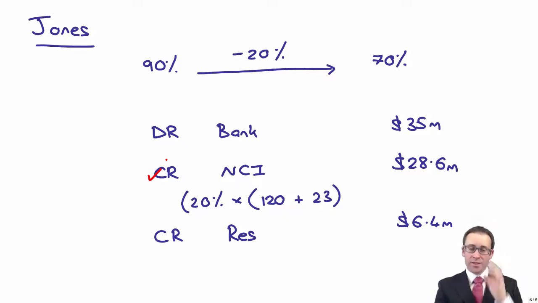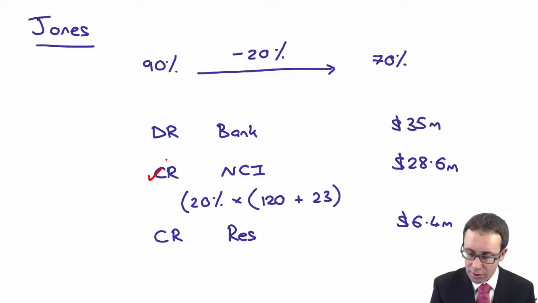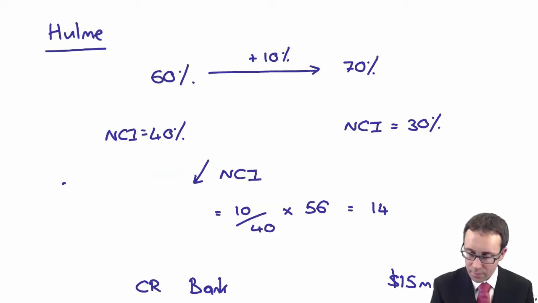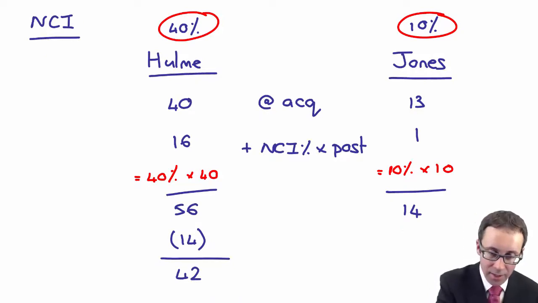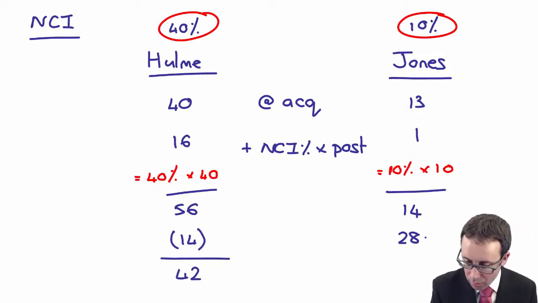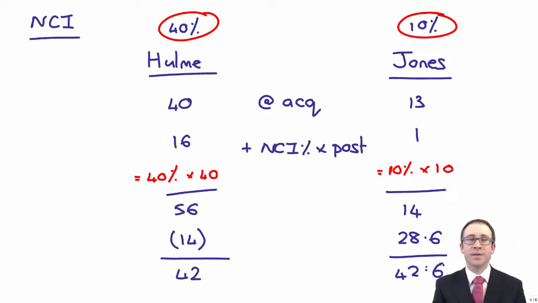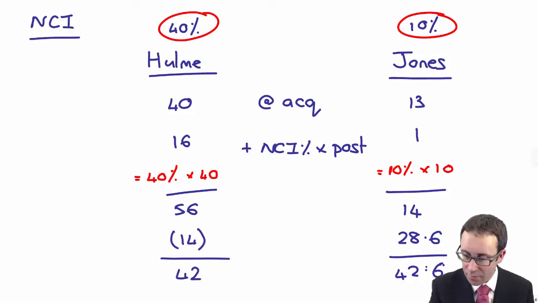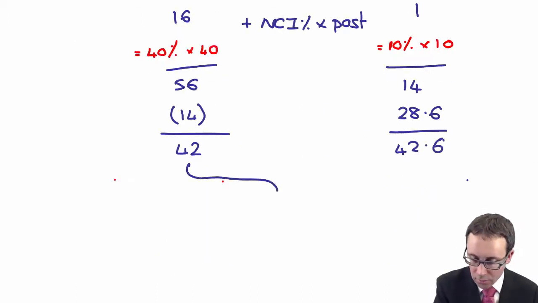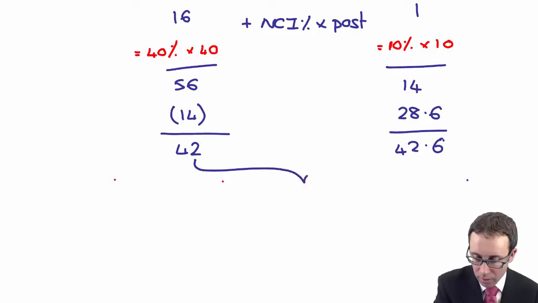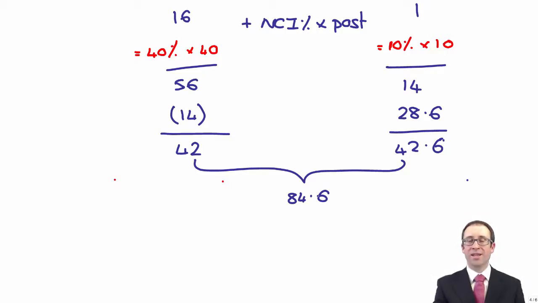The bit that I'm going to deal with, as I've ticked, is that credit to the NCI, which is 28.6. So within my NCI calculation, for Jones, you have 42.6? Okay. If you do 42 plus 42.6, does that give you 84.6? So if you total the two together, that gives me 84.6 as my NCI.